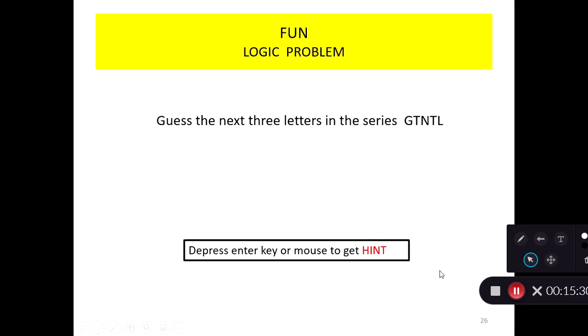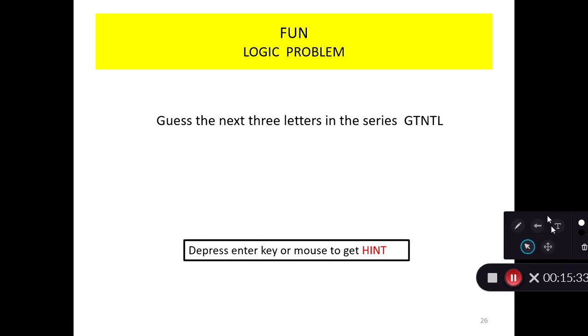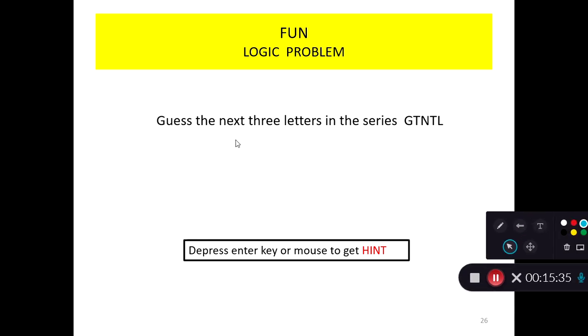Oh, we have a logic problem. How did that crop up? Here we go, a fun logic problem. Guess the next three letters in the series: G, T, N, T, L. What would be the next three letters?